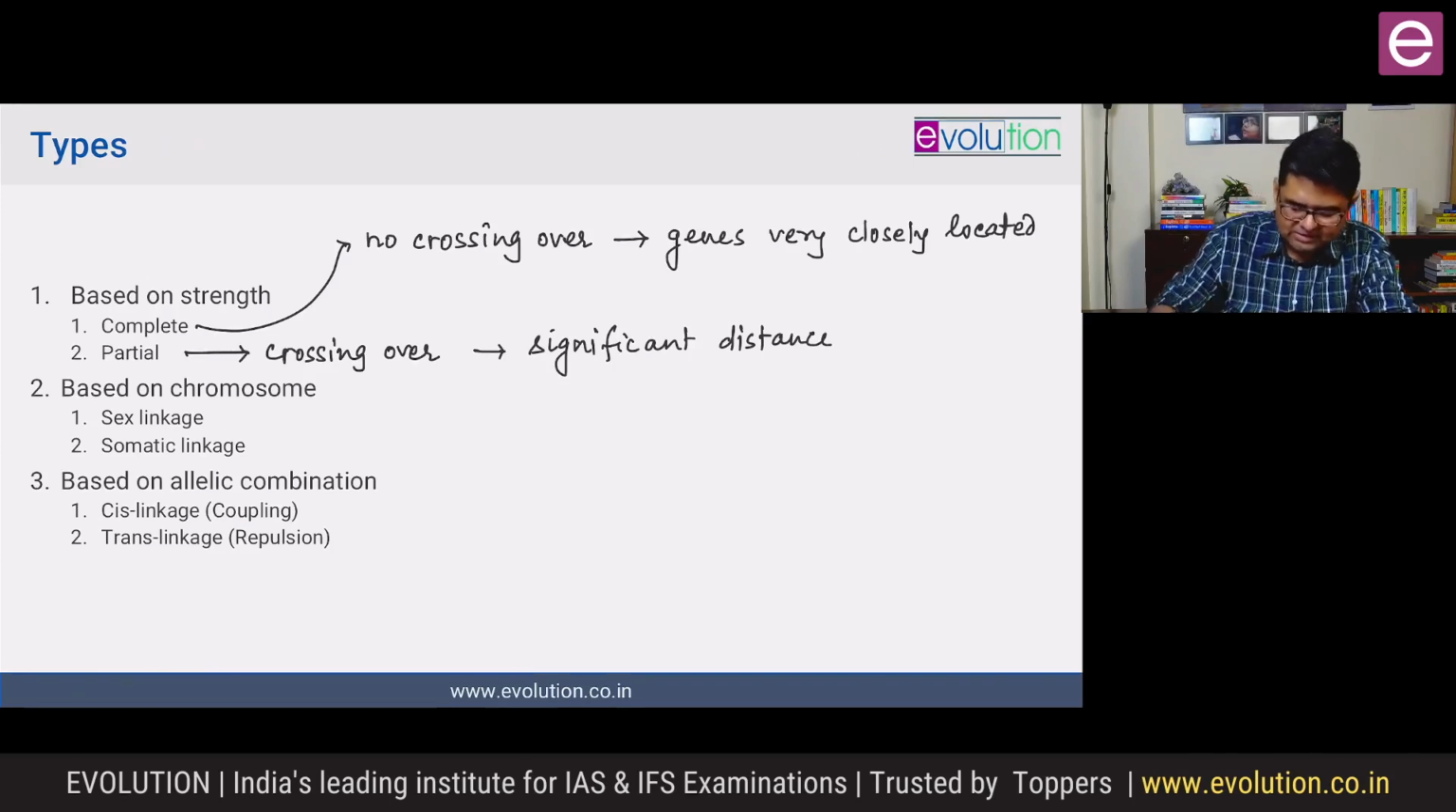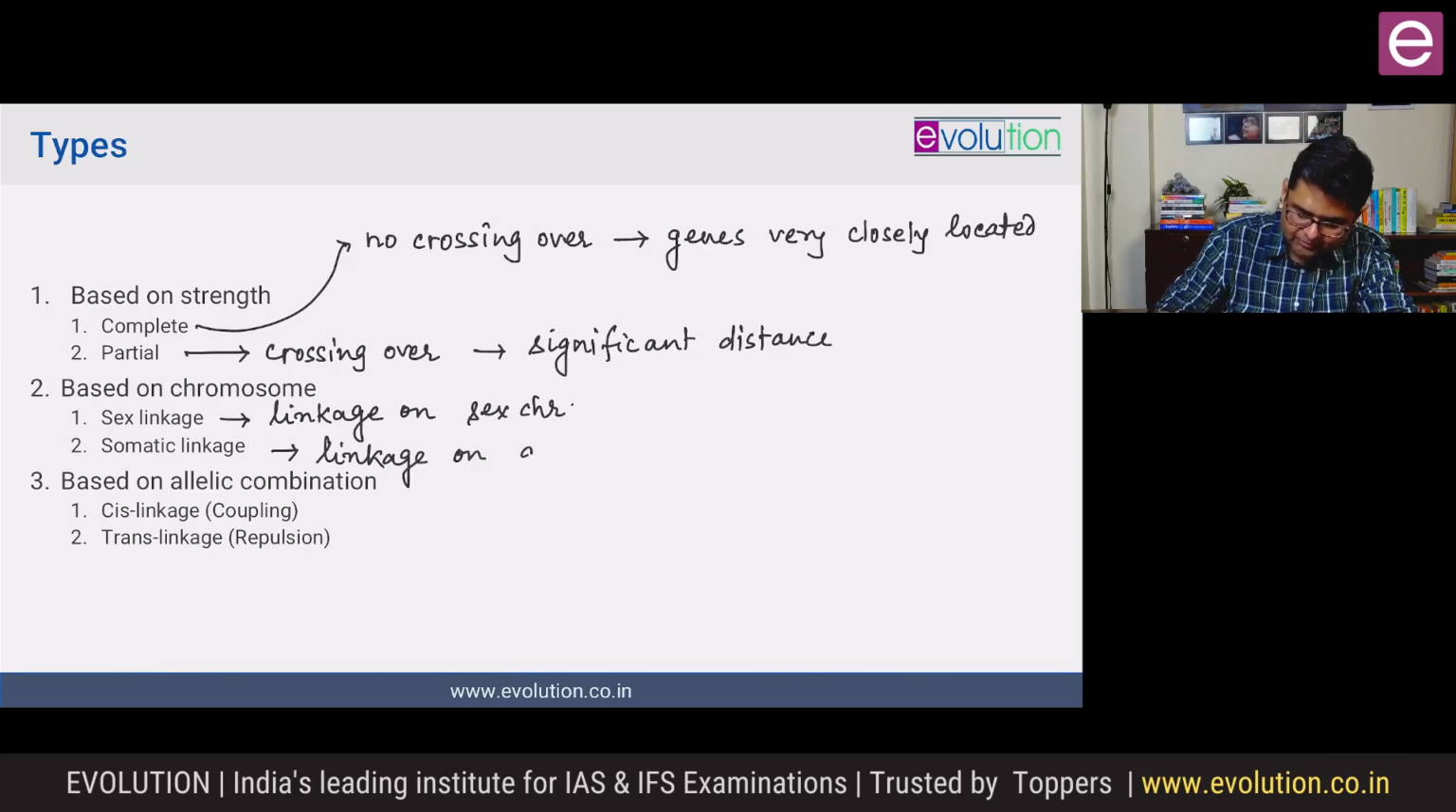Based on chromosome, sex linkage is linkage on sex chromosomes, and somatic linkage is linkage on autosomes. In the chat box, I would want someone to tell me, what do you mean by sex chromosomes? As fast as possible. Tell me in the chat box, what do you mean by sex linkage?